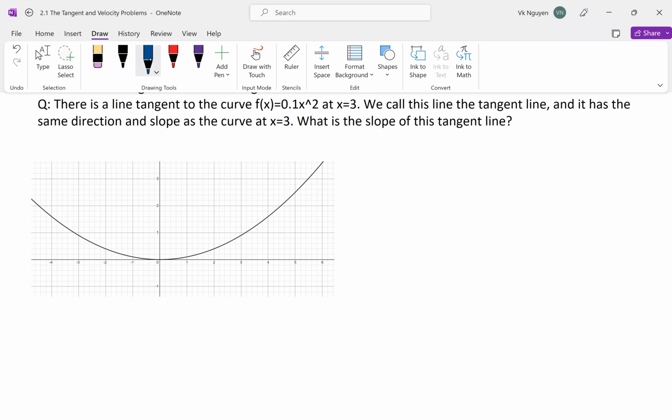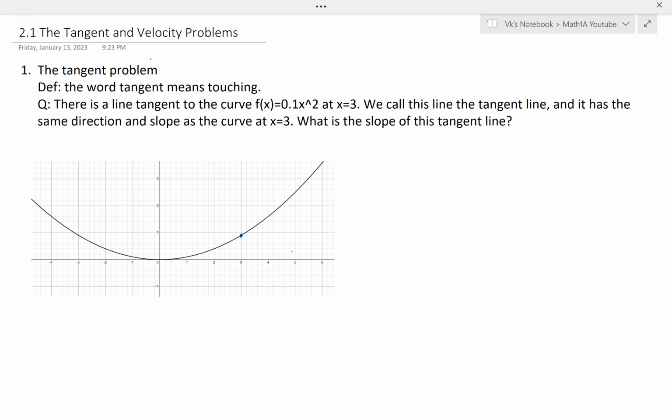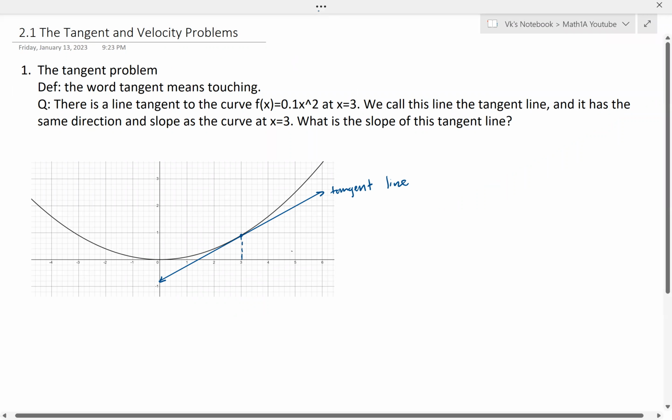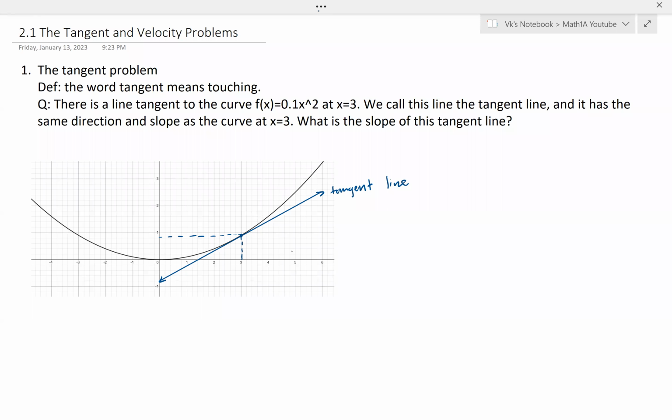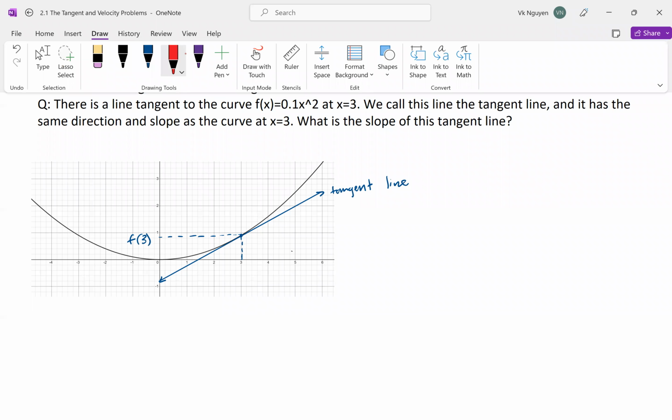Let's sketch out the tangent line at x = 3. We have an x and we have a f(x). x = 3 is f(3). From algebra, we cannot find the slope of a straight line using only one point. Fortunately for us, there's another way that we can figure out the slope of the tangent line. We just have to use another point on the curve.